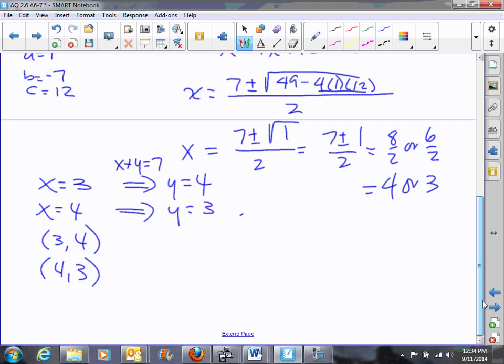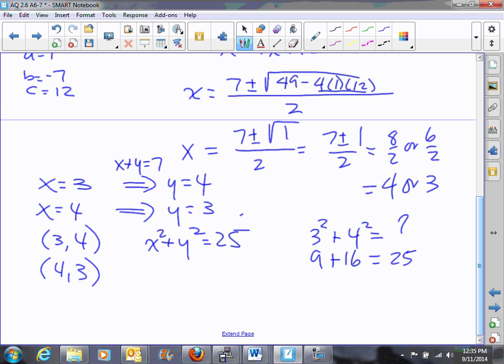Now, at this particular point, it is important to check to make sure that your answers are right. So we're going to put these in the other equation, which was x squared plus y squared equals 25. So on the first one, we have 3 squared plus 4 squared equals what we're hoping, 25, right? Well, that's 9 plus 16, and that is 25. So it checks.